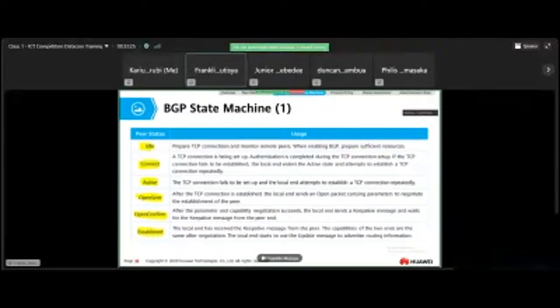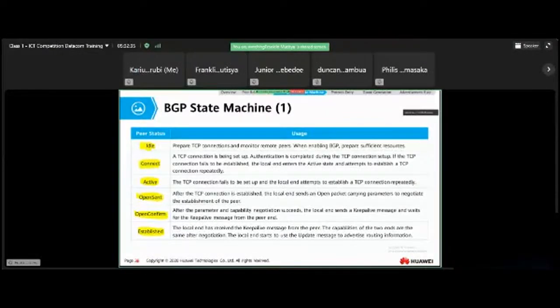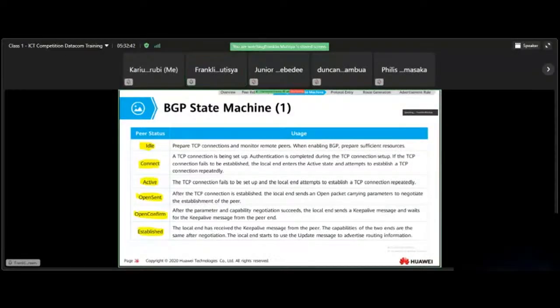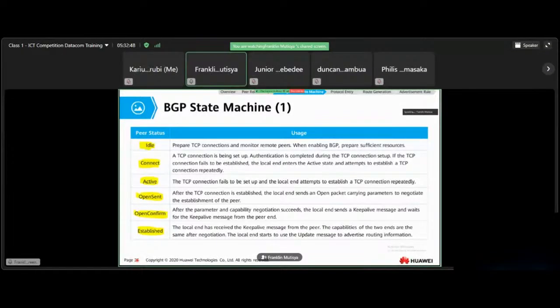Now we have what we call the BGP state machine. The state machine indicates the steps that a BGP process will go through from what we're calling the idle state to the established stage. The established stage is the last stage, where we have established a BGP relationship and we can send keep alive messages, which are used to maintain the BGP communication. So let us continue as follows.